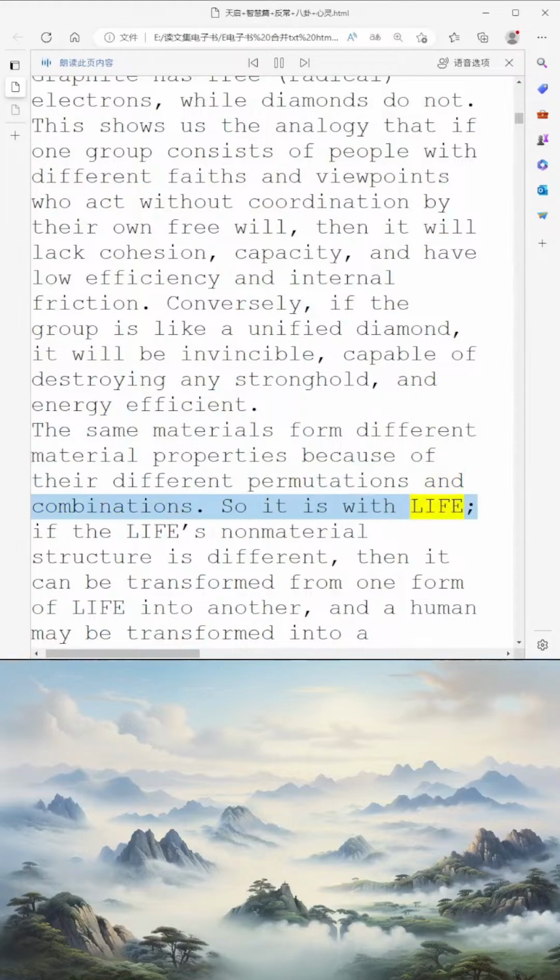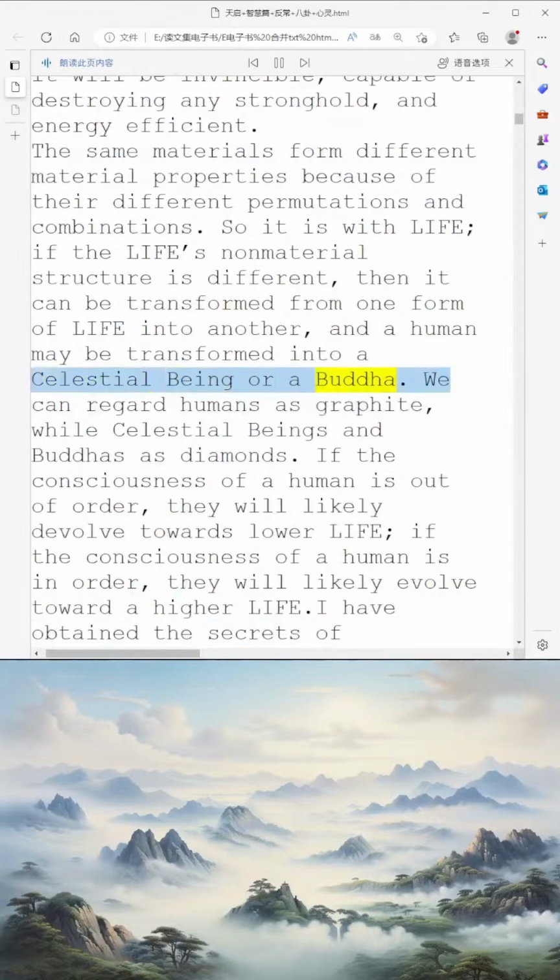So it is with life. If the life's non-material structure is different, then it can be transformed from one form of life into another, and a human may be transformed into a celestial being or a Buddha. We can regard humans as graphite, while celestial beings and Buddhas as diamonds. If the consciousness of a human is out of order, they will likely devolve towards lower life. If the consciousness of a human is in order, they will likely evolve toward a higher life.